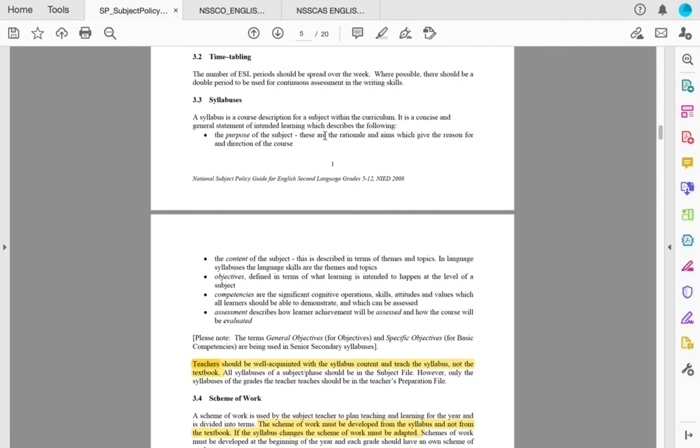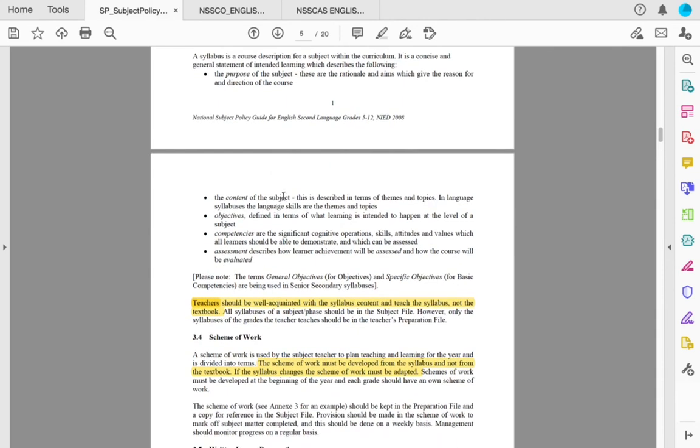We have got the purpose of the subject. What is the purpose? Like the rationale and the aim of the course, and the direction that it will take. And then the content. So this is basically described in terms of themes and topics, and in the language syllabus, the language skills are the themes and topics. The content is divided into language skills, like listening, speaking. We'll see, and I think you have already seen it because you have done the activity.